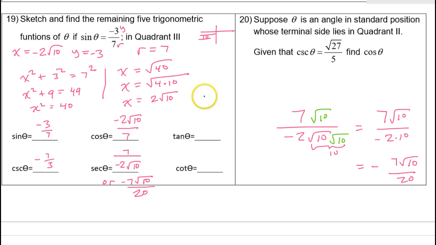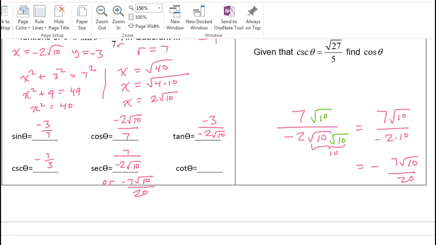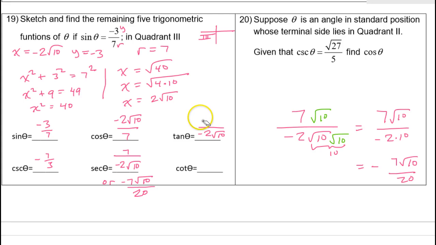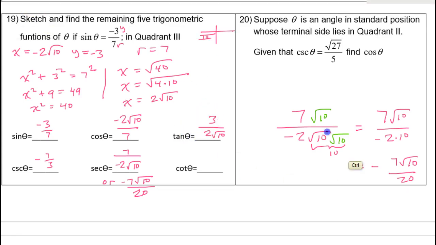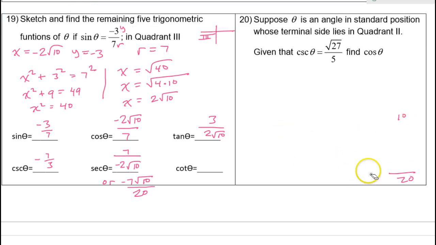Anyway, tangent is y over x. So that's going to be negative 3 over negative 2 radical 10. Okay, negative 3 over negative 2 radical 10. First of all, a negative divided by a negative is a positive. So we definitely will put a positive 3 and a positive 2 radical 10. And also, for the same reason I was talking about before, you really need to rationalize the denominator when there's an extra number there.